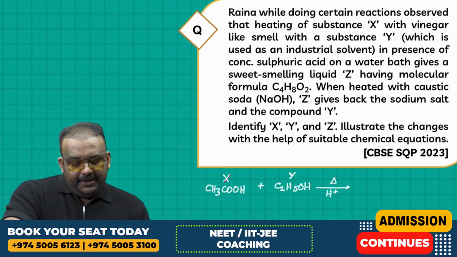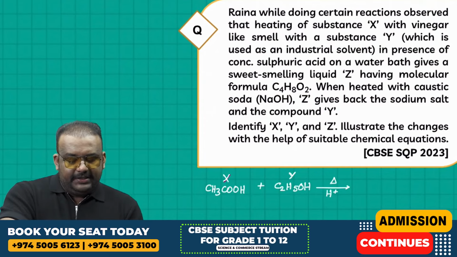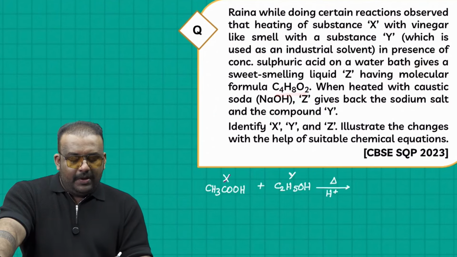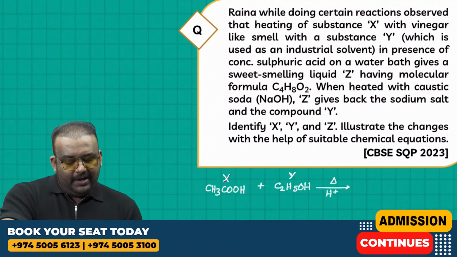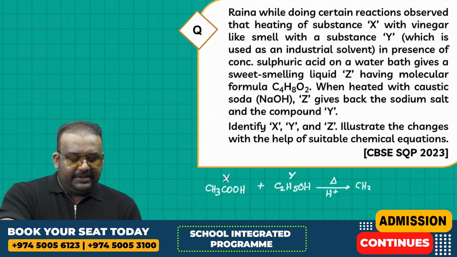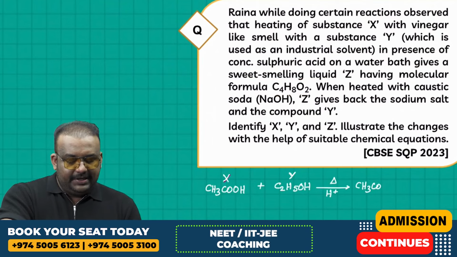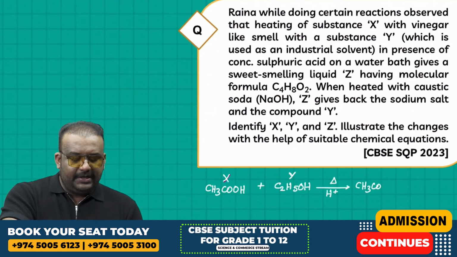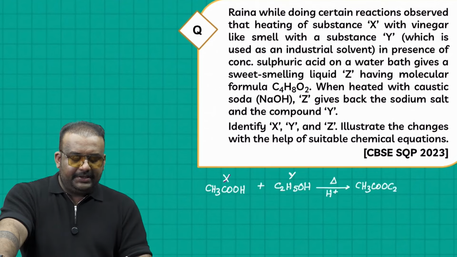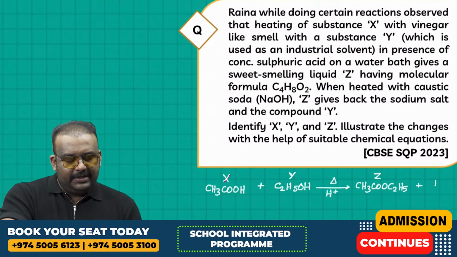It resulted in formation of a compound with the formula C4H8O2. And this compound is a sweet smelling compound. So we got to know what it is. We studied that when carboxylic acid is heated with alcohols, it results in formation of esters. So here we will get CH3COOC2H5, which will be the compound Z, plus H2O.